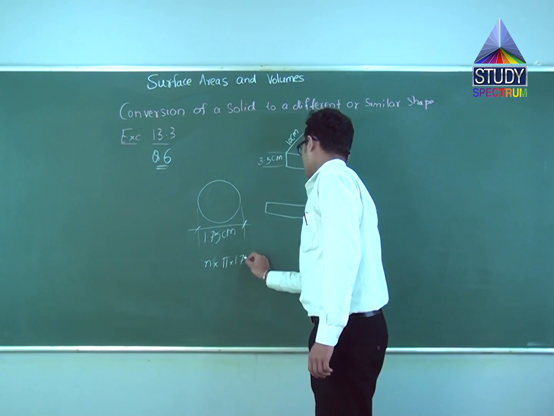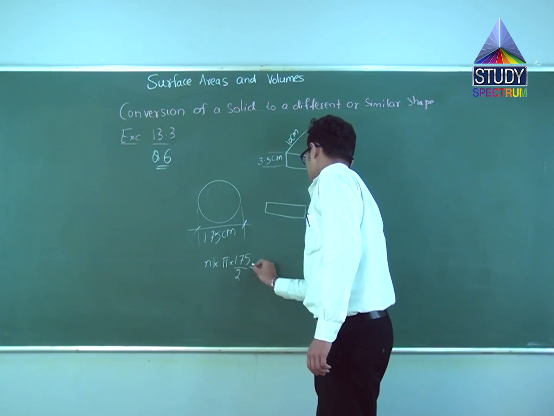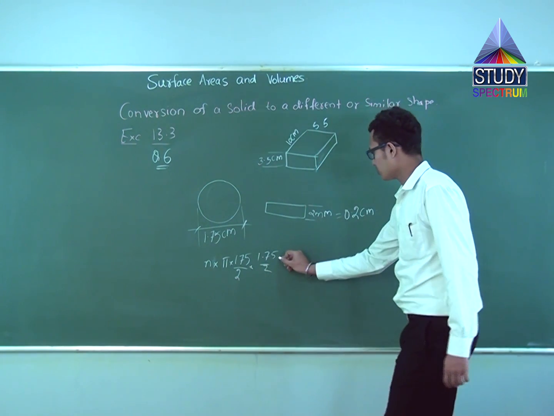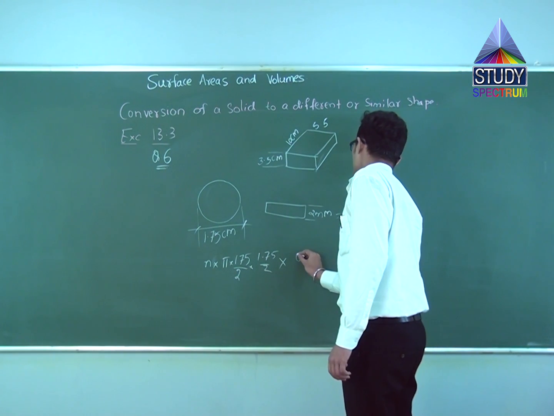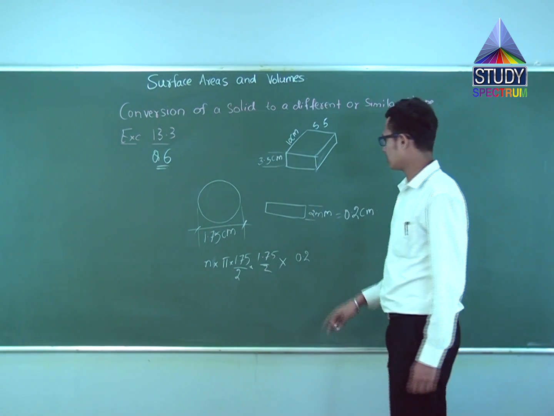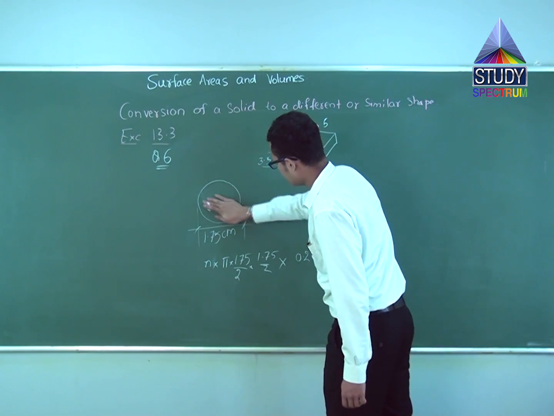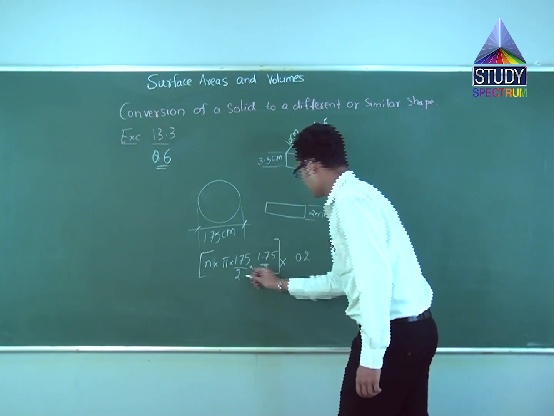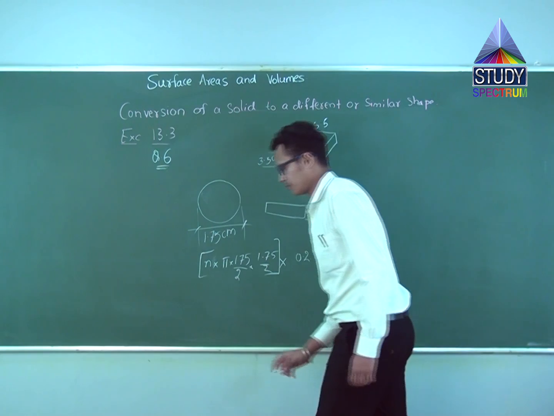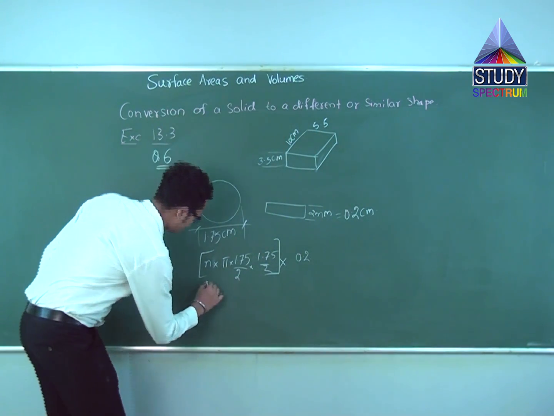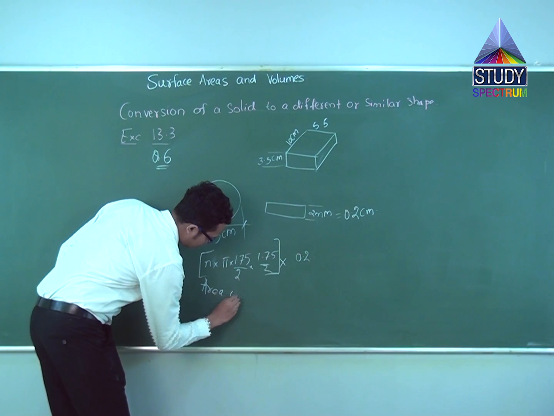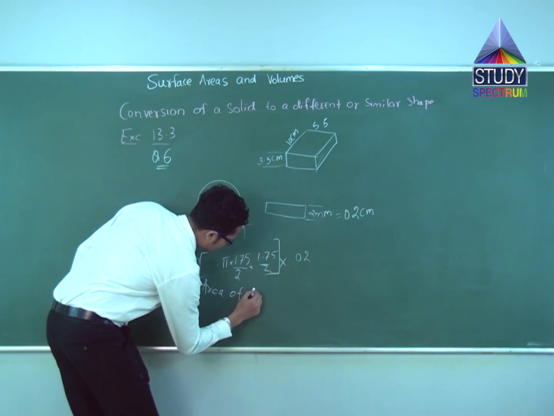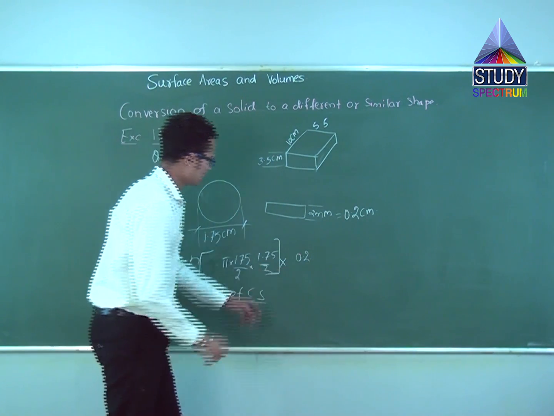So 1.75 by 2, 1.75 by 2, and this whole is multiplied by 0.2. You say how? This is how. Area of cross section multiplied by thickness is volume. So this entire term forms the area of cross section. Not this n though, n is written outside the bracket. CS stands for cross section, and this is your thickness.